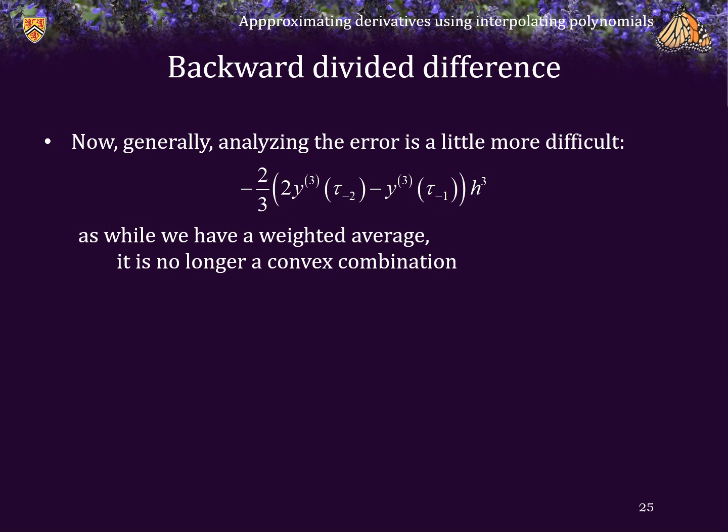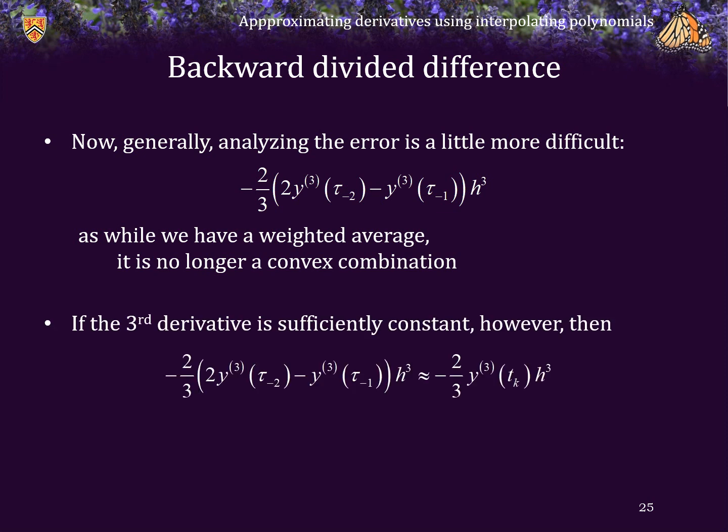So we're actually going to have to approximate the error. If the third derivative is sufficiently constant between t sub k minus 2h and t sub k, then at least we can estimate or approximate the error term by just being negative 2/3 times the third derivative at t sub k, all times h cubed. This is an approximation.